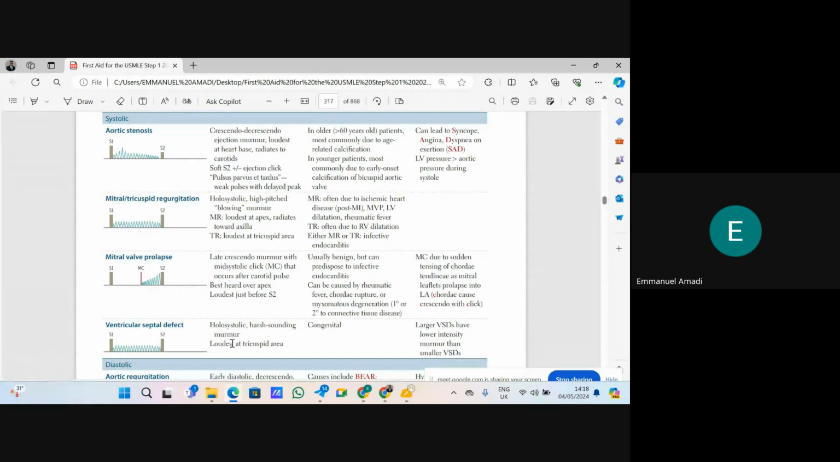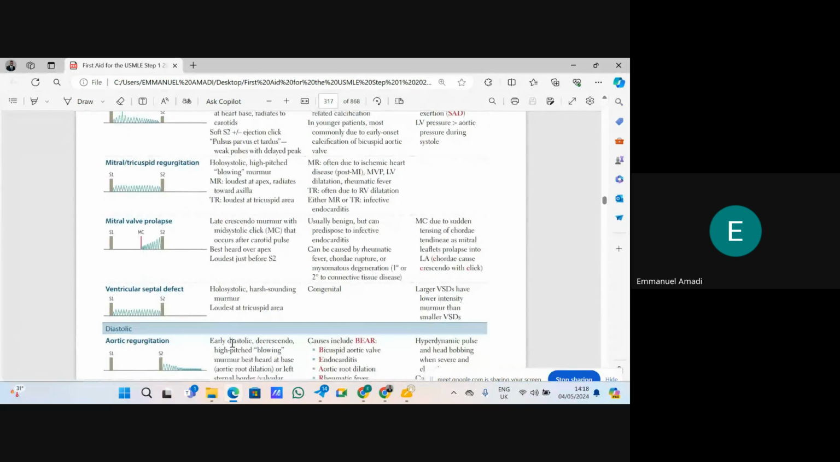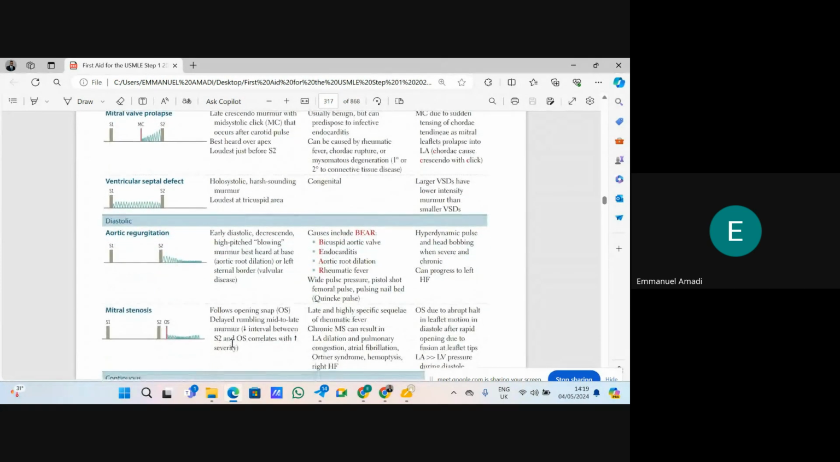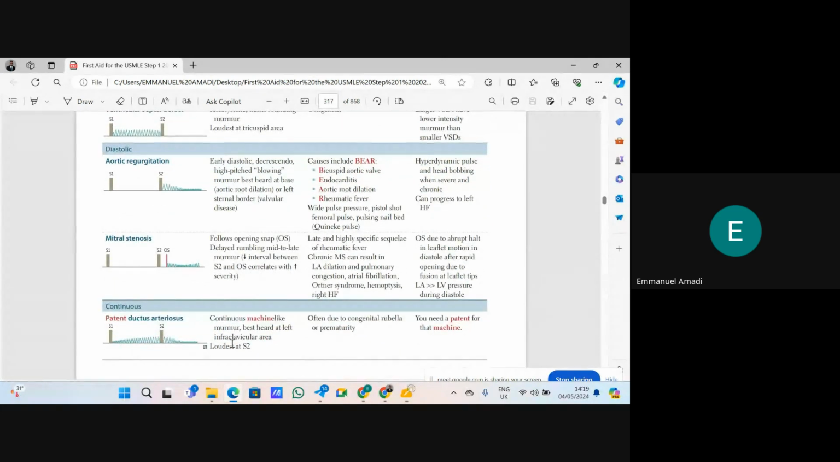When you look at your mitral or tricuspid regurgitation, those are holosystolic murmurs. Your MVP is just crescendo alone. VSD is definitely holosystolic. Aortic regurg is decrescendo. Mitral stenosis is definitely the one that has the opening snap.